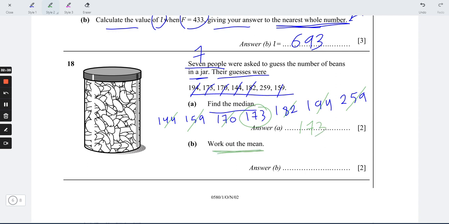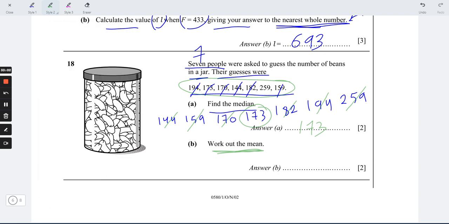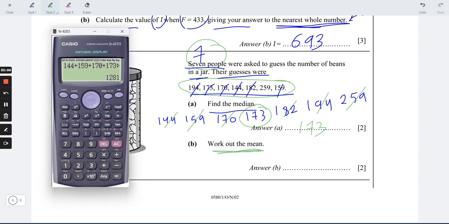Now work out the mean. Working out the mean means you have to add all of these numbers. Using your calculator, add them all: 144 plus 159 plus 170 plus 173 plus 182 plus 194 plus 259, equals, and then divide by 7 people. How many numbers do I have here? I have 7, so dividing by 7, which is equal to 183.